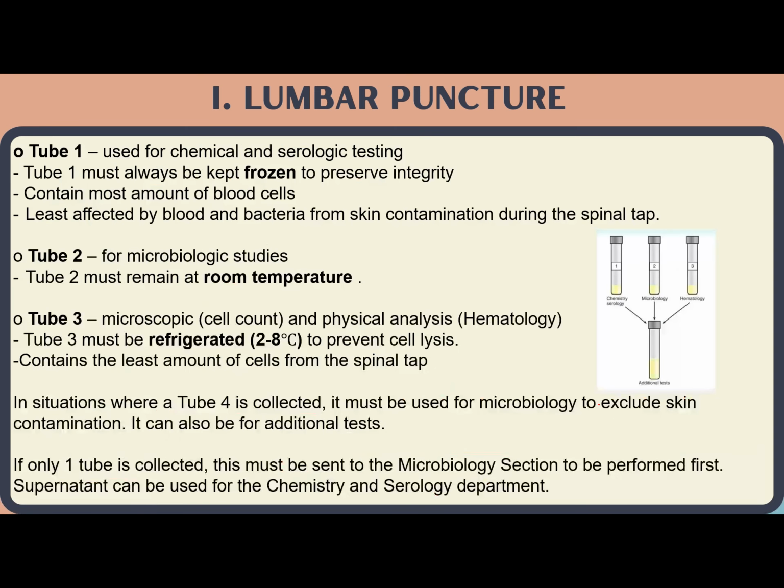Now, let's talk about the three tubes that would be collected. So, tube 1, class, please remember this, is used for chemical and serological testing. Tube 1 must always be kept frozen to preserve its integrity. It contains the most amount of blood cells, least affected by blood and bacteria from skin contamination during the spinal tap. So, tube 1, class, is for your chemistry and serology.